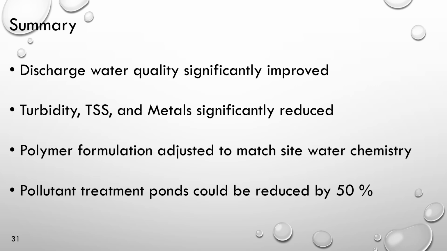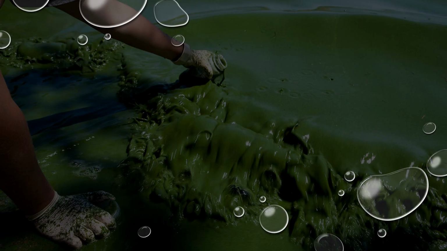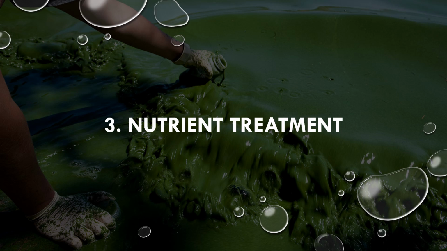So the polymer formulation in this one, again, we created a new formulation that was going to work well with this site's water chemistry. They had 4 ponds. Once we put in the flocculant treatment, there was no additional improvement in water quality with the remaining ponds, so we really could decrease the space and the ponds that we needed to settle out the particulate. So with that, I want to move on to nutrient treatment.